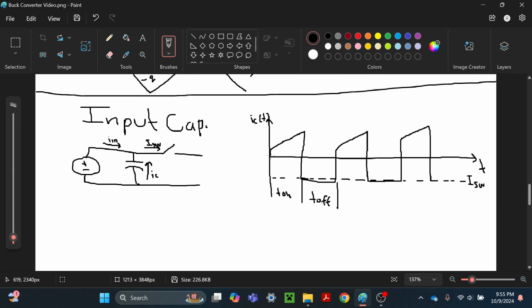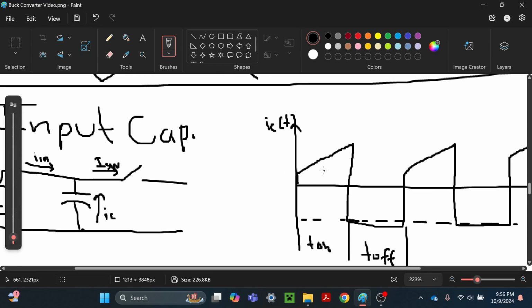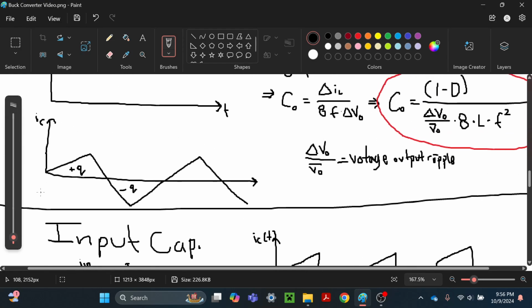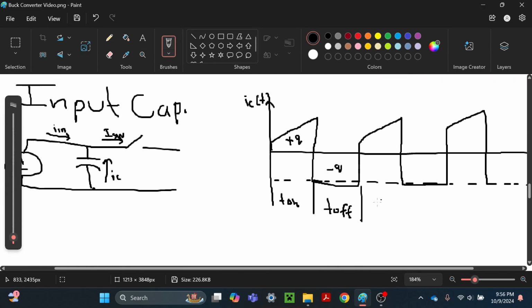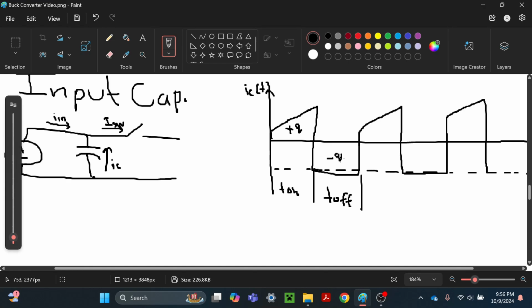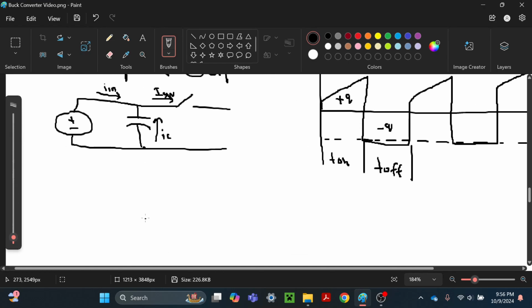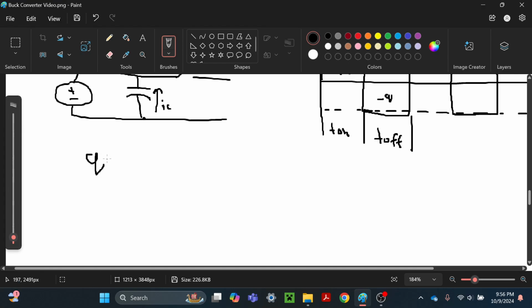So similarly to the output capacitor, this is going to be positive charge, this is going to be a negative charge, equal value. And the last example, these are both triangles. They're going to be the same complexity to solve, but here you can see this is a rectangle. It's going to be a lot easier to solve the area of this rectangle. So just like the output capacitor, Q is equal to C in times delta V in.